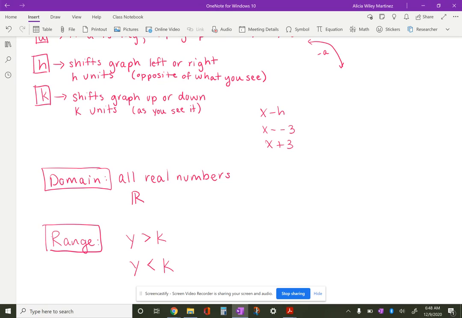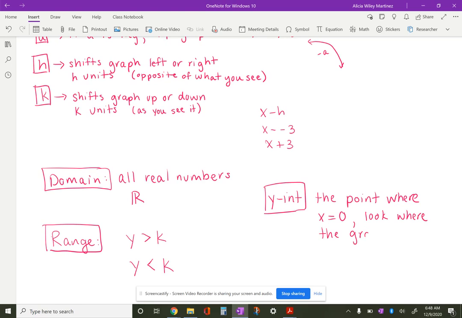And then when looking for your y-intercept, they do ask you for that. Remember, the y-intercept is the point where x equals 0, so you could plug in 0 and find y, or you can just look where the graph crosses the y-axis.